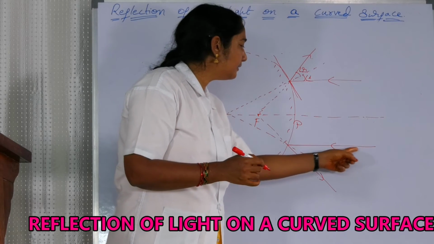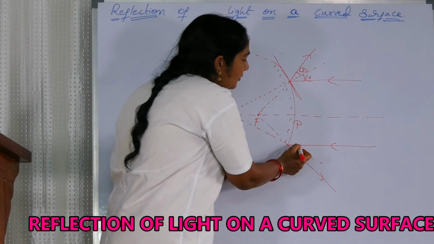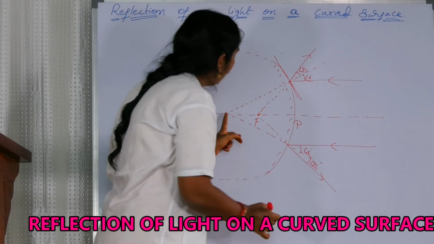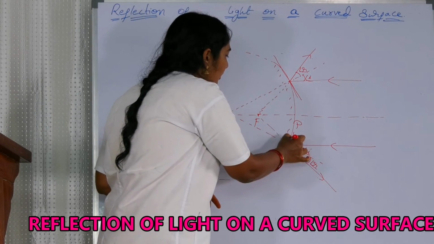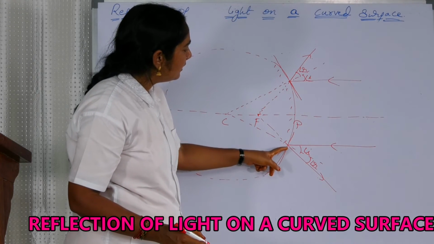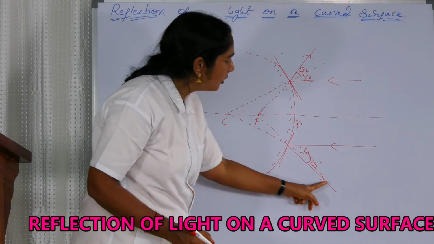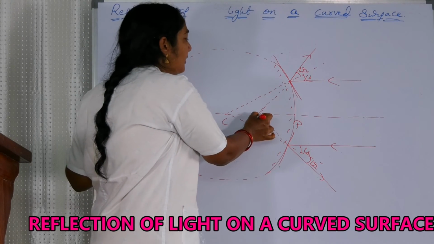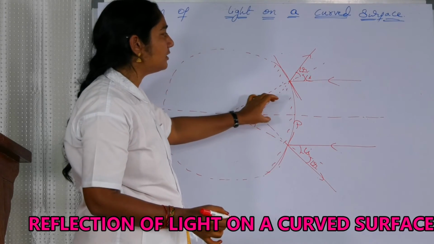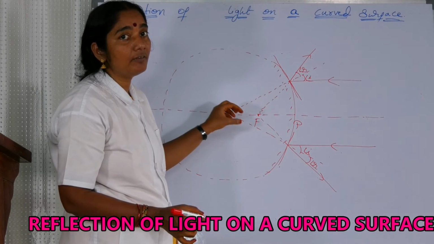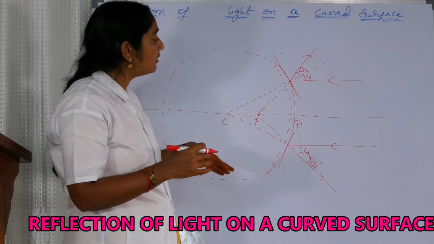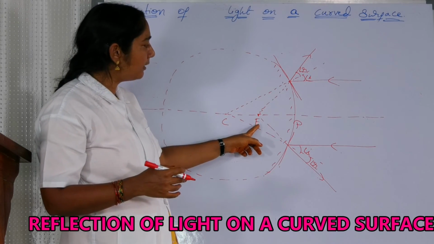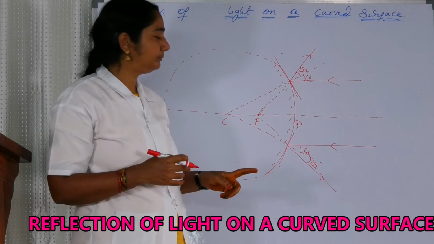One more ray. This is another ray. After reflection, this is the incident ray, this is the angle, this is the reflected angle, and this is the normal. This is a tangent drawn at this point. And here also this ray is going like that. It appears as if it is starting from here. So this point is again a point of convergence, but it is not a real point of convergence. It's not really converging, but it appears as if it is converging at this point F. So this point F is called the principal focus.